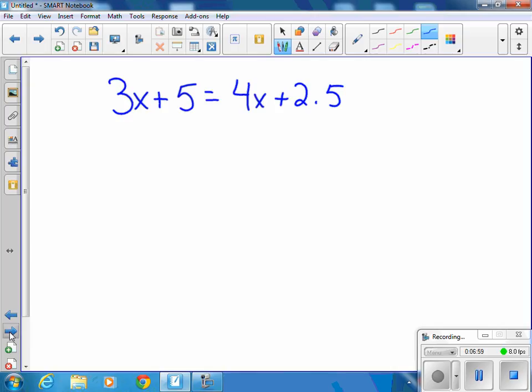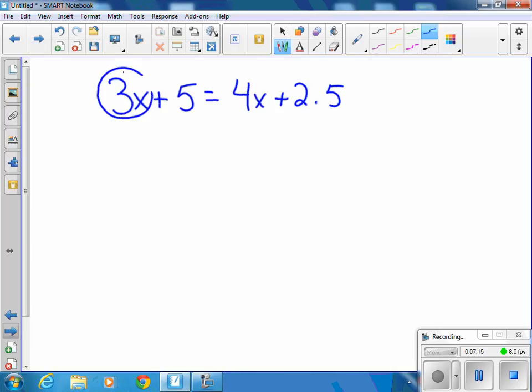All right, let's try another one. Don't be freaked out if you have decimals in your answer or in your value. It's the same kind of thing. So we don't need to really worry too much about this. But again, I need to look at my x values first, my variables. Okay, so my terms with my variables is what I'm looking for first.